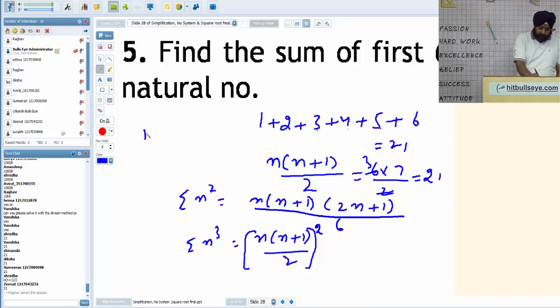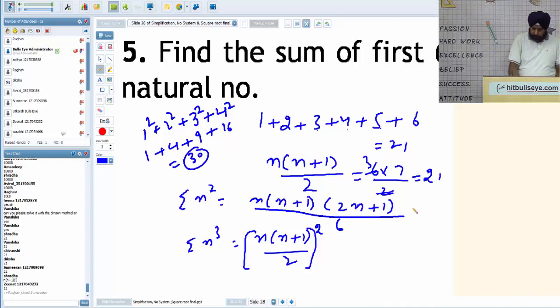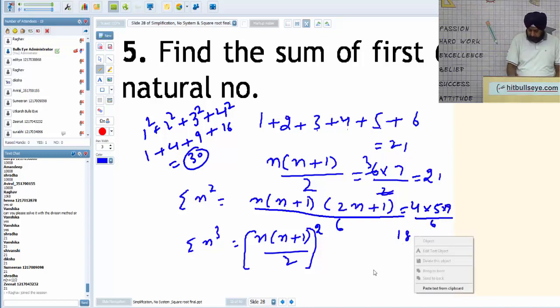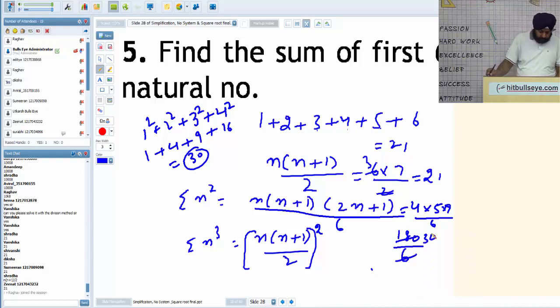Sigma n square means the sum of squares. Say if there are 1 square plus 2 square plus 3 square plus 4 square, manually it's 16 plus 9 plus 4 plus 1, it's 30. But if you put n equal to 4 here, you will get 4 into 5 into 9 by 6, it's 180 by 6. You will directly get 30 as the answer. So there is a lot of application of these three formulae. I hope you understand. We move on to the next question.